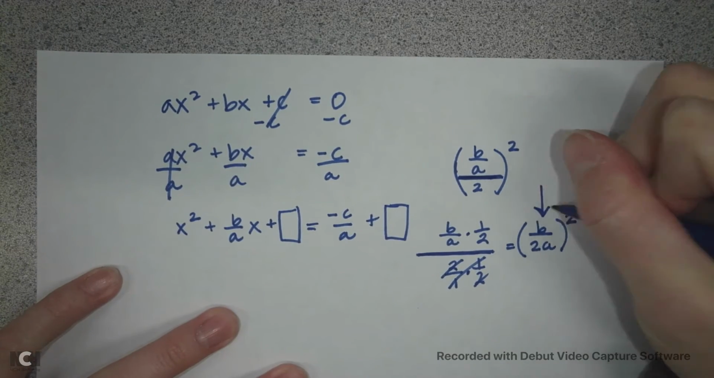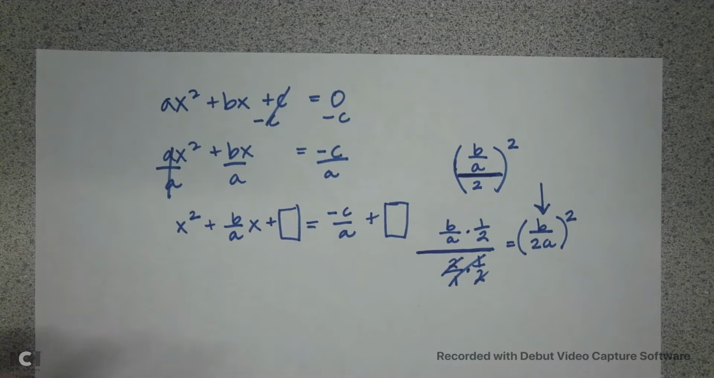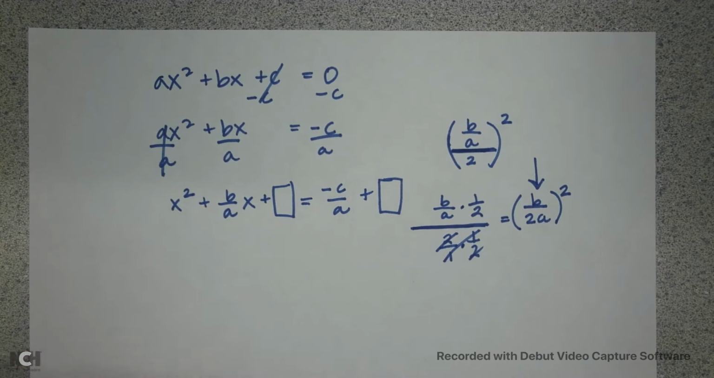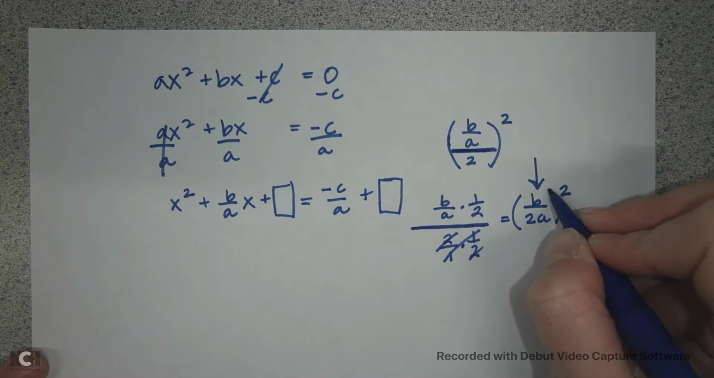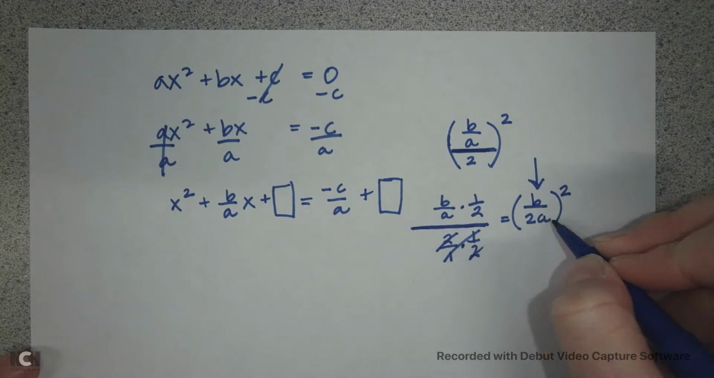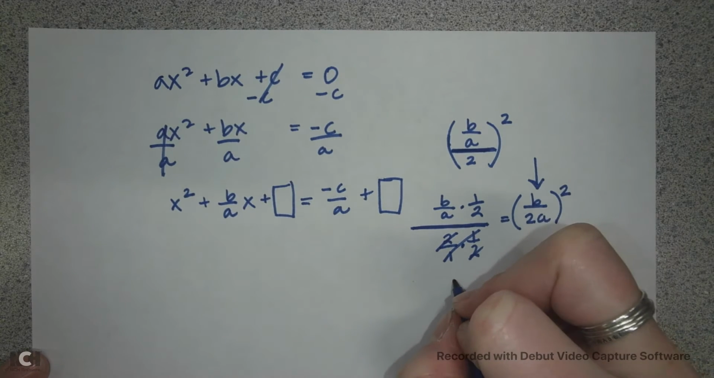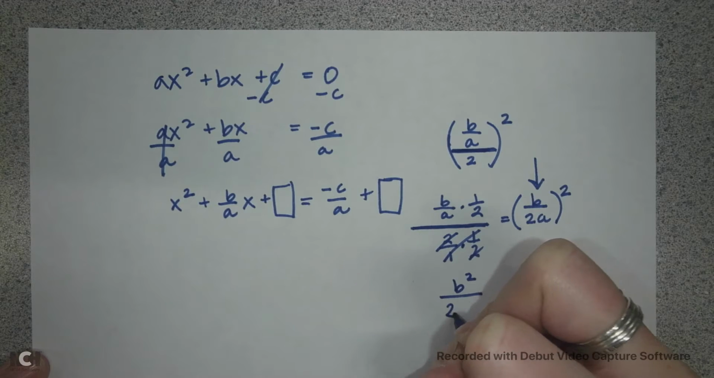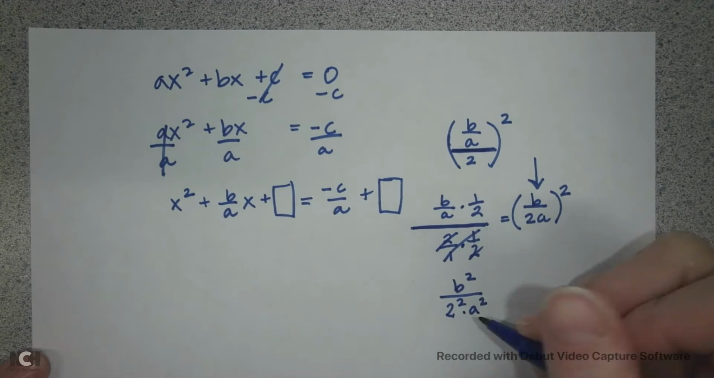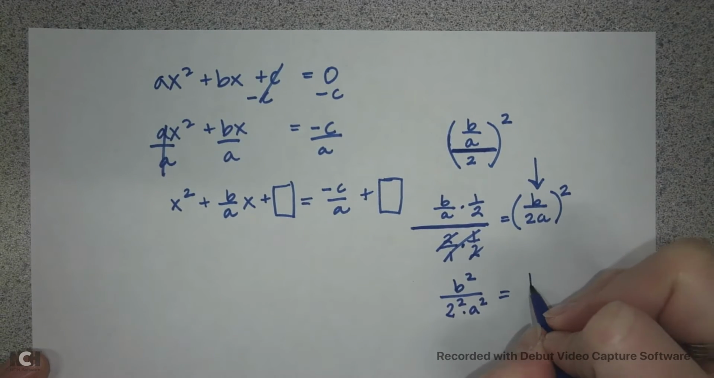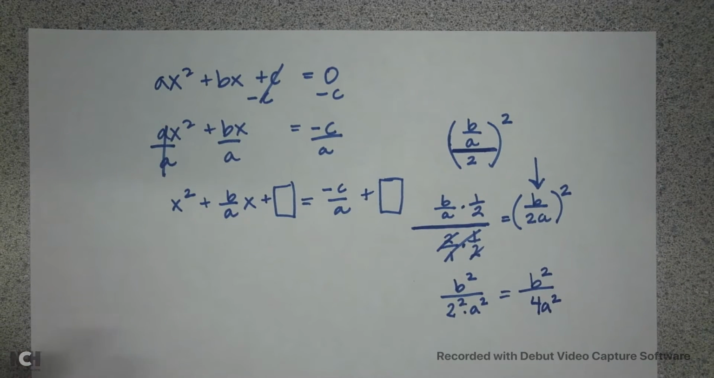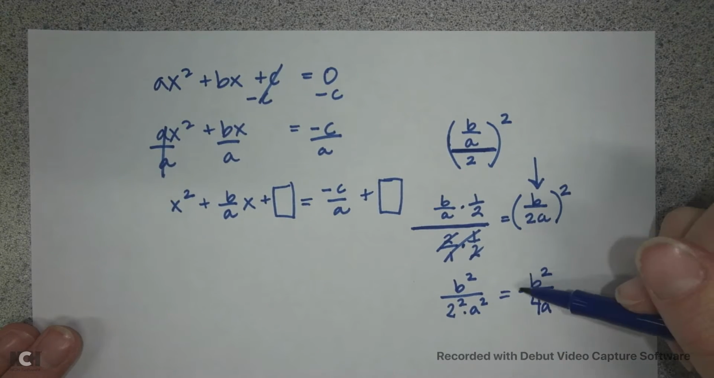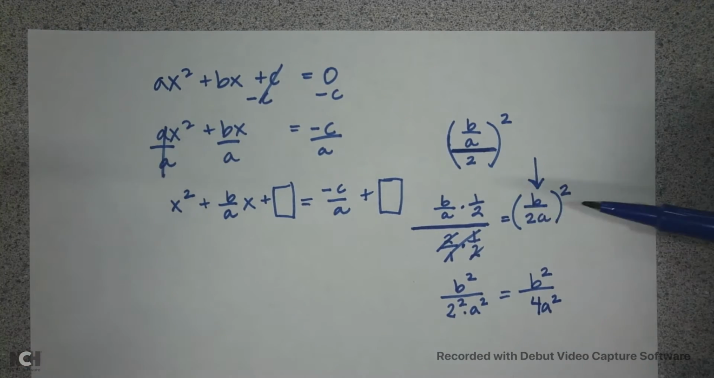Okay, now remember, this part is important. So now we're going to square that. Since we have a 2 on the outside, our exponent, we must distribute the squared to the b, the 2, and the a. So we really have b squared over 2 squared times a squared. But 2 squared can be simplified, so we've got b squared over 4a squared. So this is our squared number, which again looks kind of crazy, but we'll be okay.